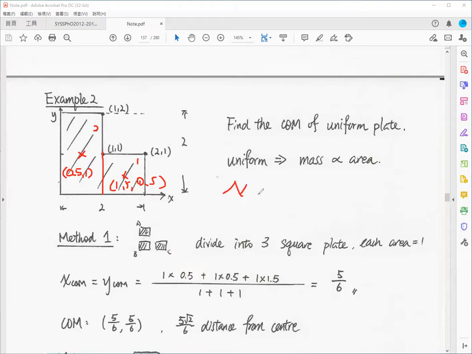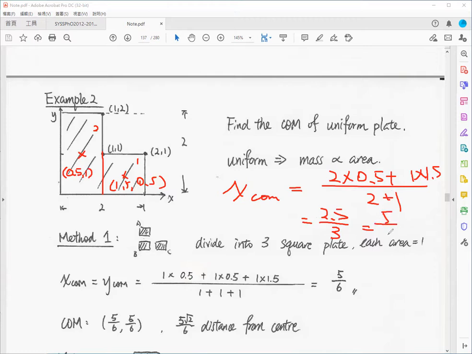So let's try to find the x coordinate of the center of mass. Mass 1 times its x coordinate plus mass 2 times its x coordinate, divided by the total mass. Then you will get the answer, that is 5/6. For the y coordinate of the center of mass it is quite similar. Just 2 times 1 plus 1 times 0.5, divided by 2 plus 1. You get the same answer also.